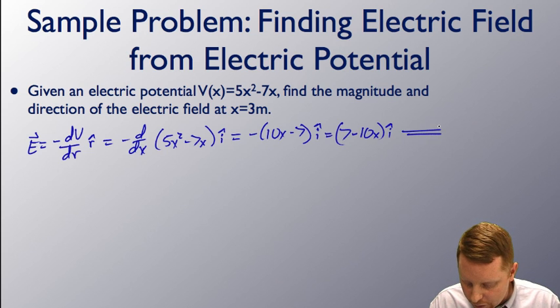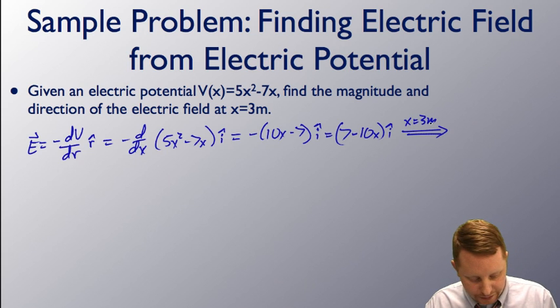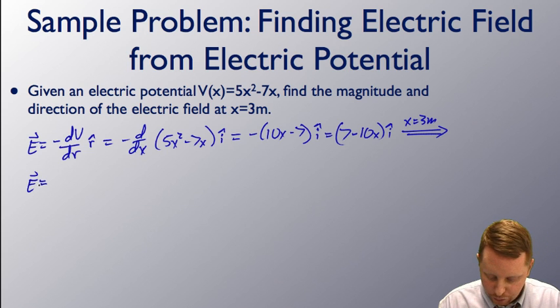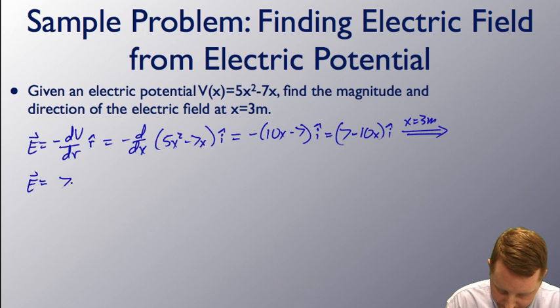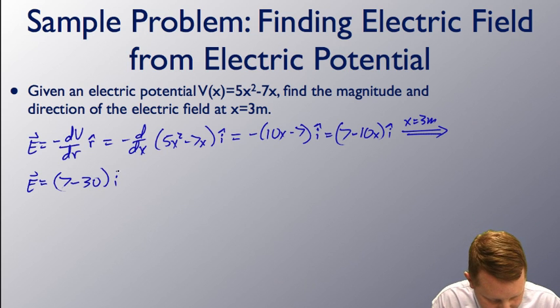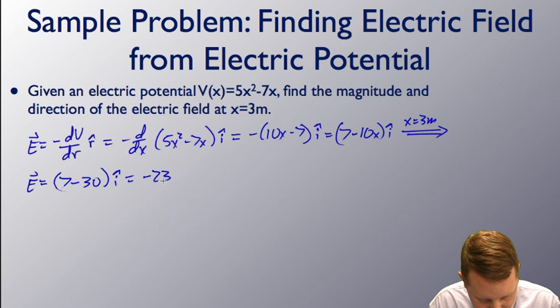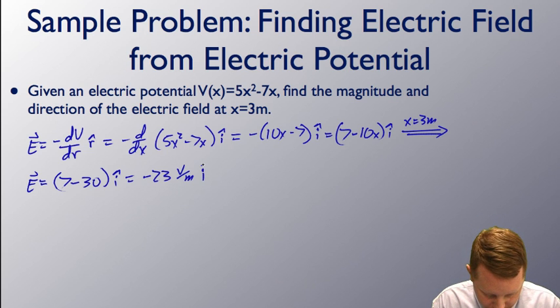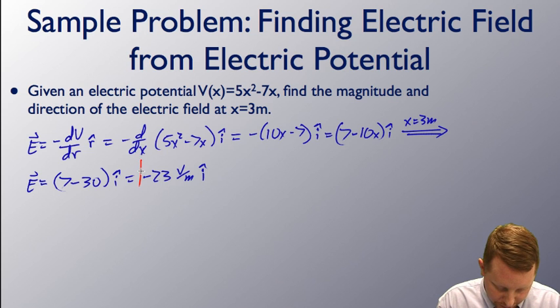But we also know we want to find this specifically when x is equal to 3 meters. Therefore, we can say that the electric field at that point is going to be equal to 7 minus 10 times 3, which is 30, times i hat, which is going to be minus 23 volts per meter, or newtons per coulomb, equivalent units, in the direction of the i hat vector.